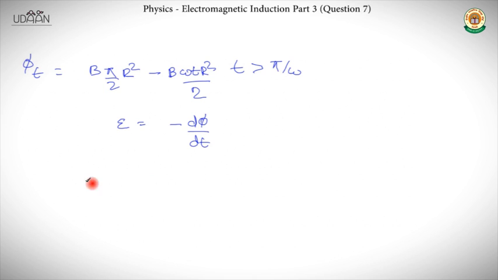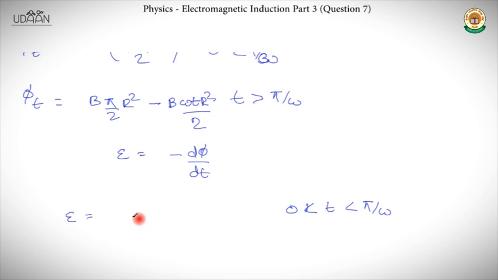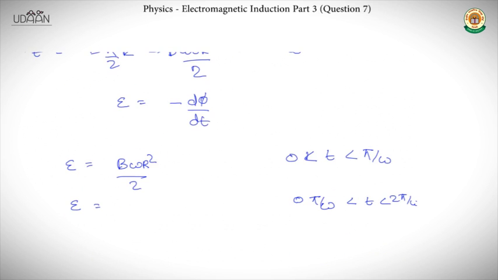The EMF induced during the time 0 to pi by omega would be the differentiation of this, B omega r square by 2. But for the time pi by omega to 2 pi by omega, it would be minus B omega r square by 2. So basically, it gets reversed after a time interval.